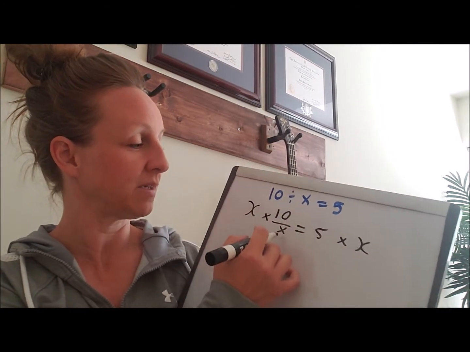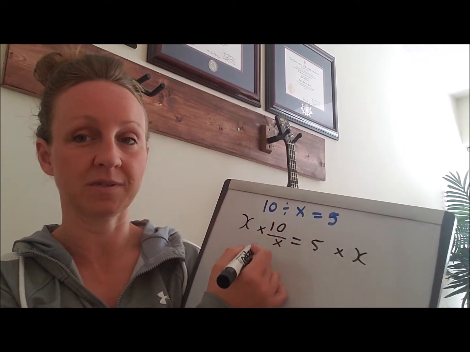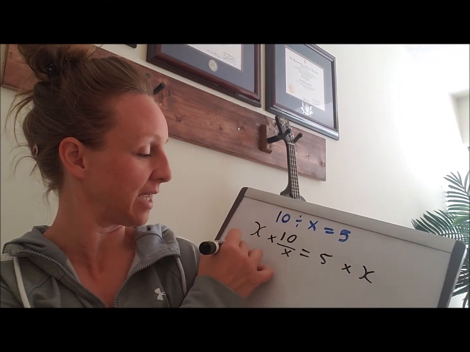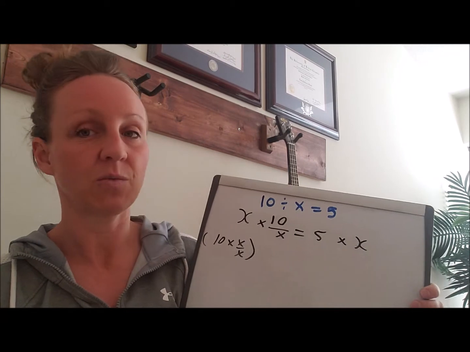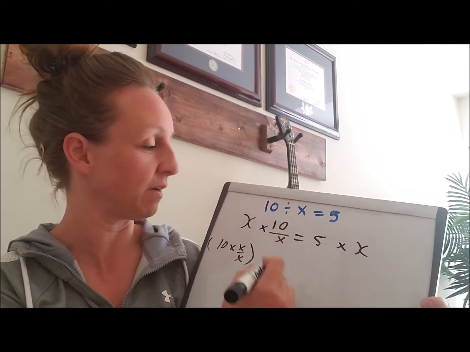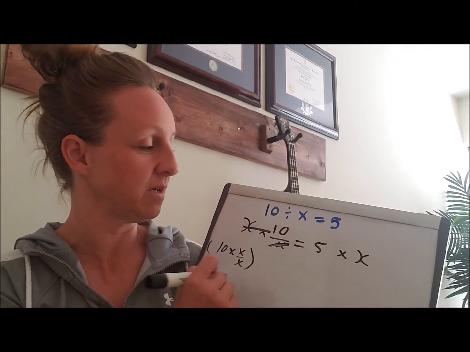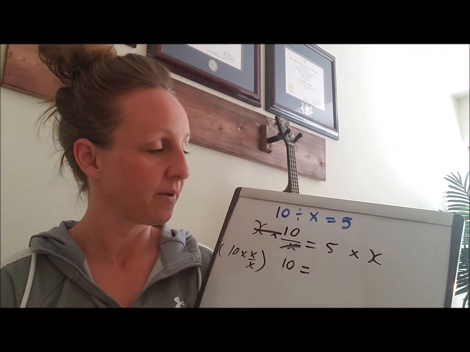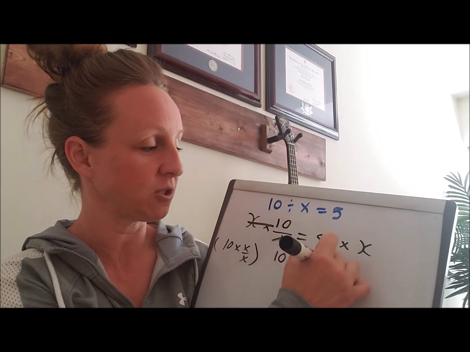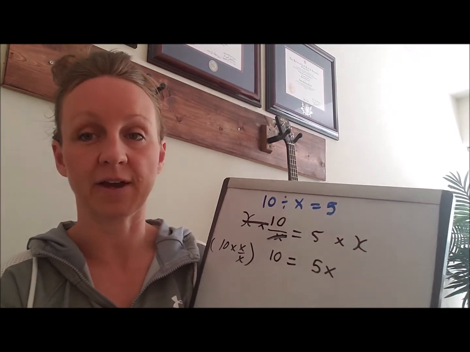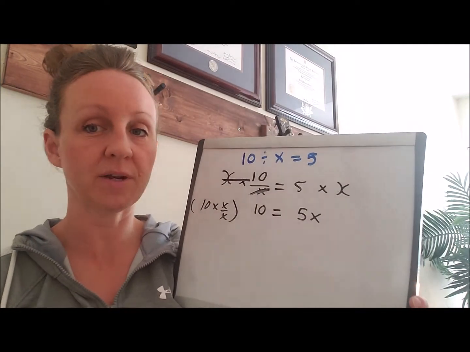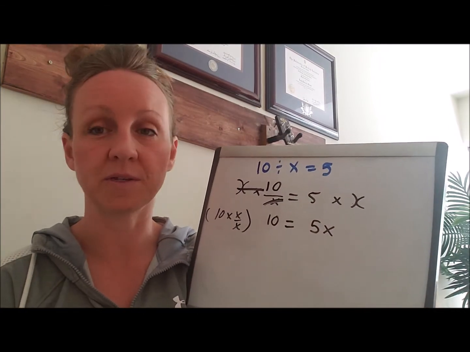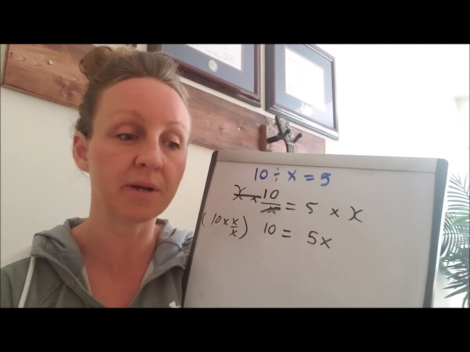When I do this, 10 over x times x is equivalent to saying 10 times x over x, which in theory would cancel itself out. So we're going to go cancel, cancel. So we are left with 10. 5 times x can be written as 5x. I don't have to write 5x, I can leave it like that, but I'm going to do this because it looks a little bit more mathematical, a little bit upper level.